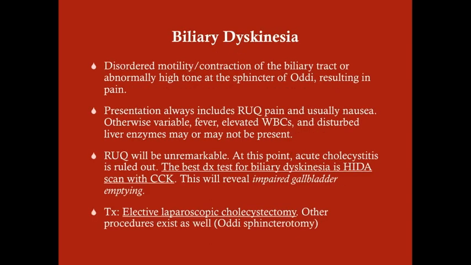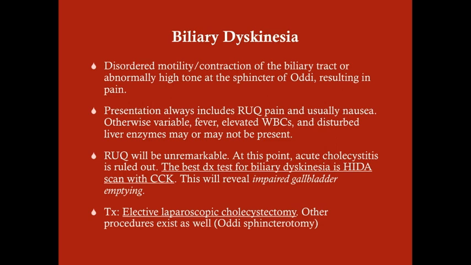So this is disordered motility, contraction of the biliary tract, or abnormally high tone at the sphincter of Oddi, resulting in pain. And the presentation always includes right upper quadrant pain and usually nausea. Otherwise, it's variable. They may have fever, they may have elevated white counts, they may have disturbed liver enzymes, but that might not be present. But what you don't see is a remarkable right upper quadrant ultrasound. Their right upper quadrant ultrasound looks normal.